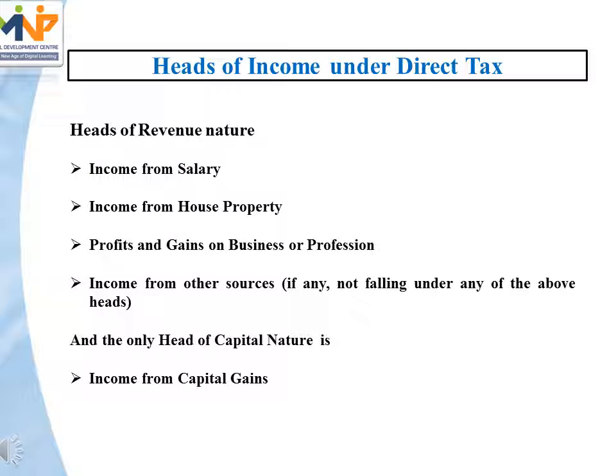There are 5 sources of income on which direct tax is levied: income from salary, income from house property, profits and gains on business or profession, and income from other sources, that is, the sources which is not falling under any of the heads just talked about. These are all revenue in nature. There is another source of income which is capital nature, and that is called income from capital gains.